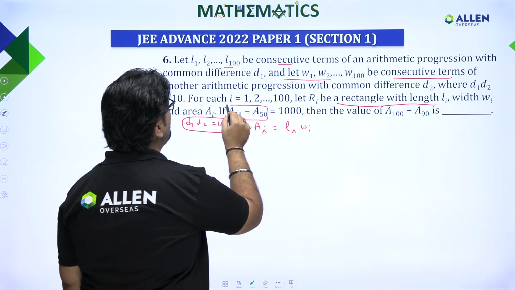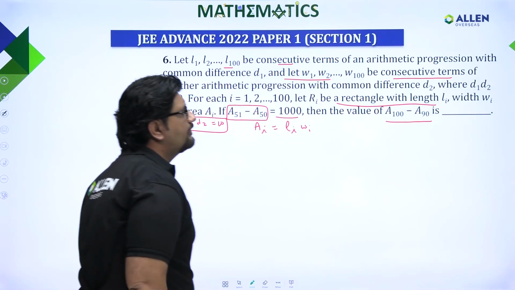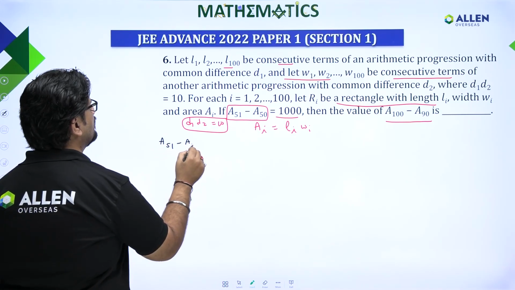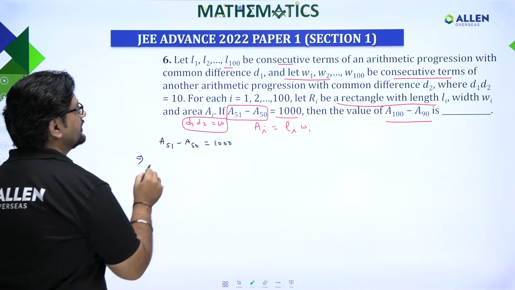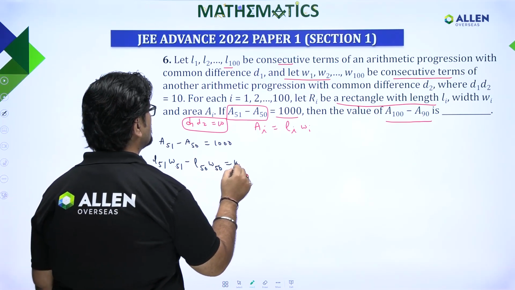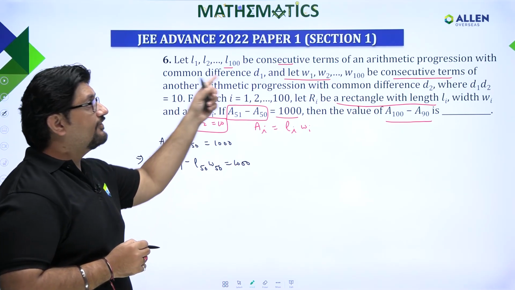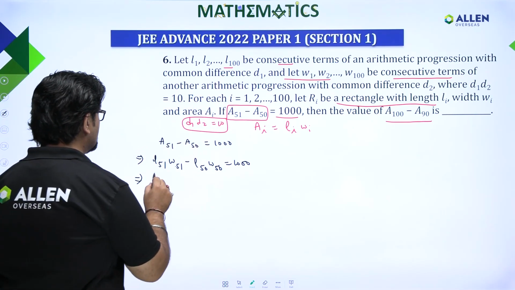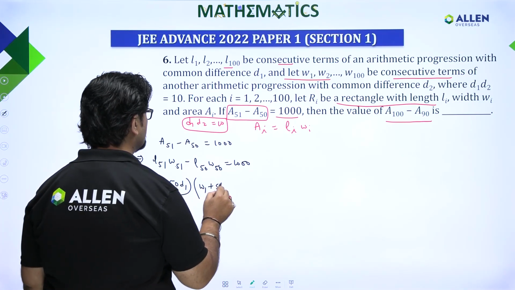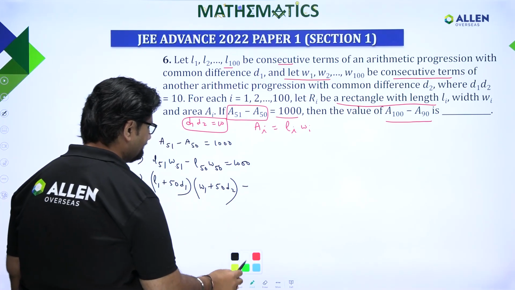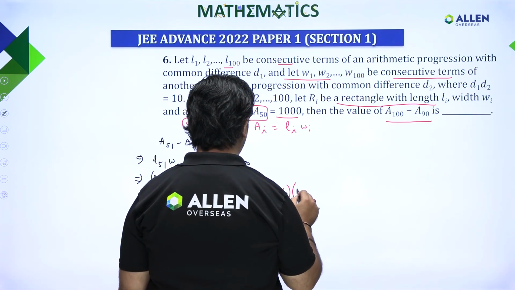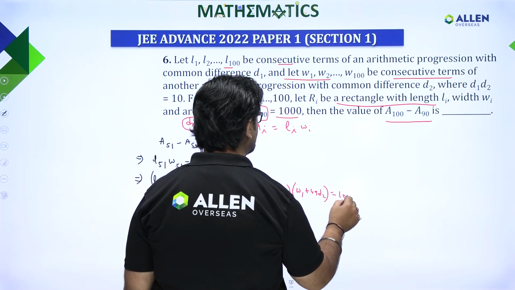If A51 minus A50 equals 1000, then find the value of A100 minus A90. First of all, we are using the data given in the question: A51 minus A50 equals 1000. So A51 is L51 multiplied by W51, minus L50 multiplied by W50, equals 1000. L51 is the 51st term of the first arithmetic progression whose first term is L1, so it is L1 plus 50 multiplied by D1, where D1 is the common difference, and W51 is W1 plus 50 multiplied by D2. Minus, L50 is L1 plus 49 D1 multiplied by W1 plus 49 D2, equals 1000.